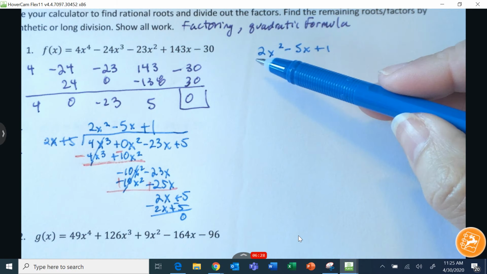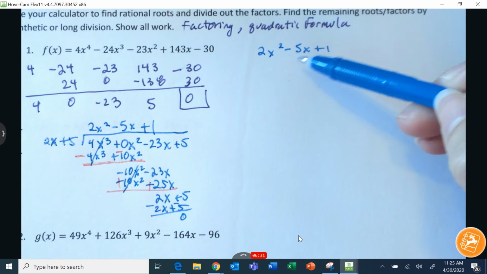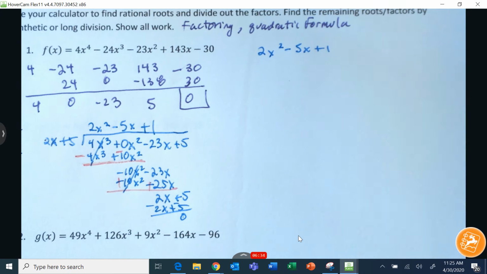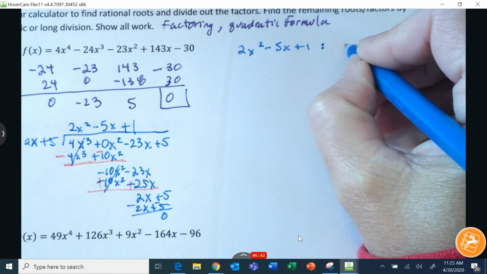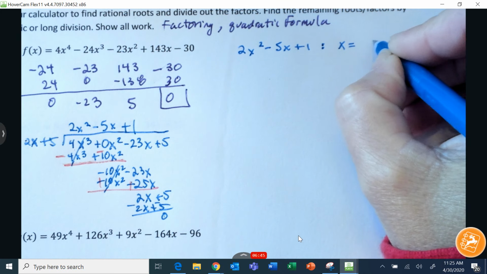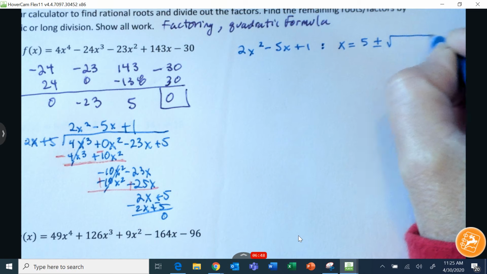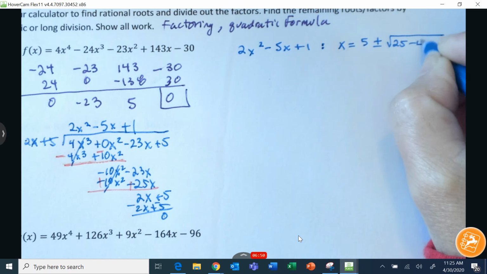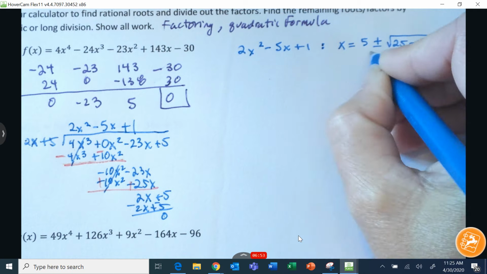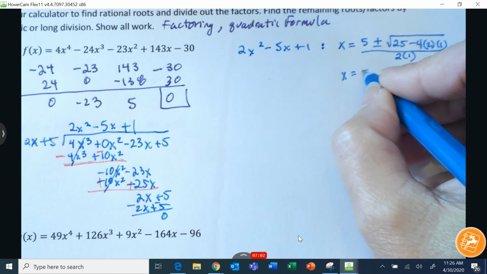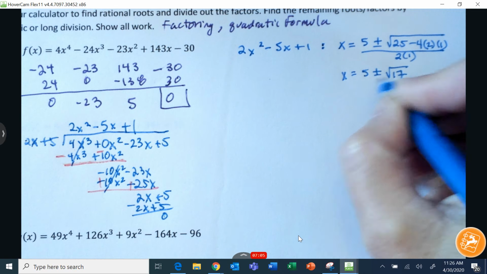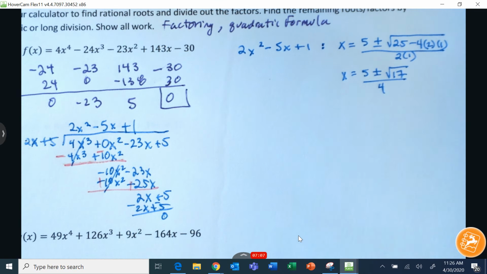So now we can try to factor that, but there's no way I'm going to be able to get a negative 5 in the middle because of the 2 and the 1. There's absolutely no way. So quadratic formula it is. We do x equals opposite of b plus or minus square root of b squared minus 4 times a times c, all over 2 times a. Simplify that. I'm going to get 5 plus or minus square root 17 over 4.